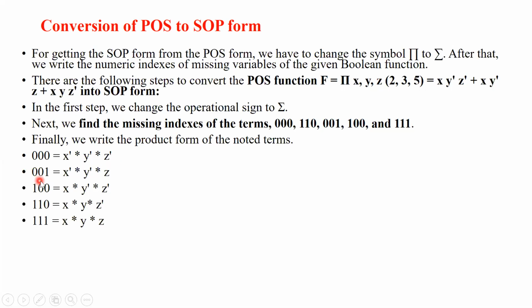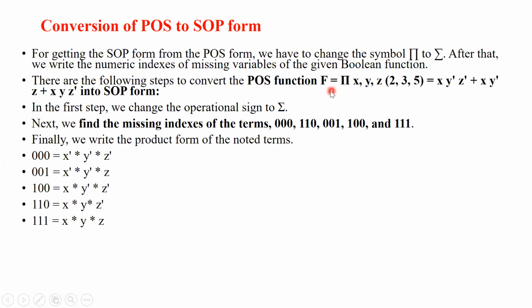Then I have 0, 0, 1. Okay, so x dash, y dash, 1 ke jagah pe z. Then I have 1, 0, 0. So 1 is x, the remaining 2 will be dash. So y dash, z dash. And I have 1, 1, 0. It is x, y, z dash. You can put a dot, you can put a star, or you can write it continuous also. Then I have 1, 1, 1. So it is x, y, z.